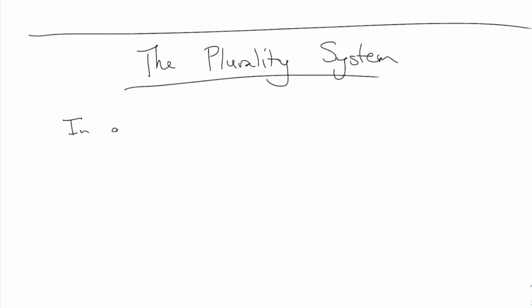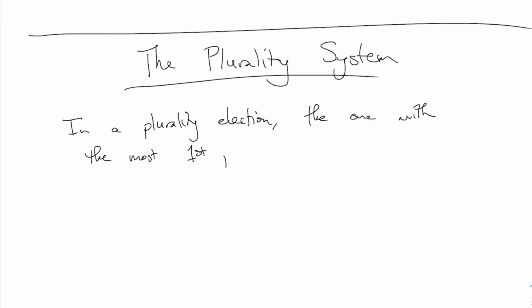So in a plurality election, this is the one we talked about last time, in which you only consider the first place rankings and you just choose the winner based on that. You ignore all the others. So the one with the most first place rankings is the winner. This is called the plurality system, all right? That certainly is one way in which you can do it.